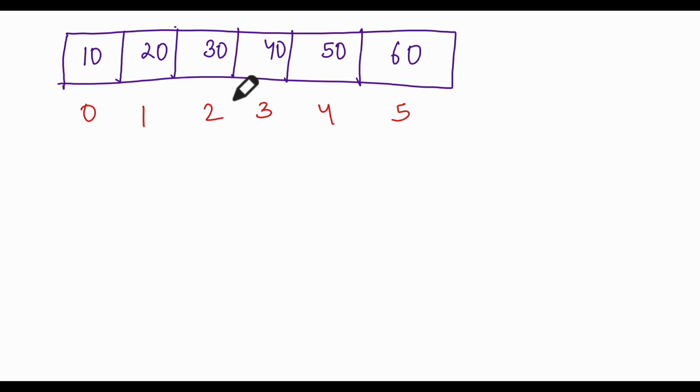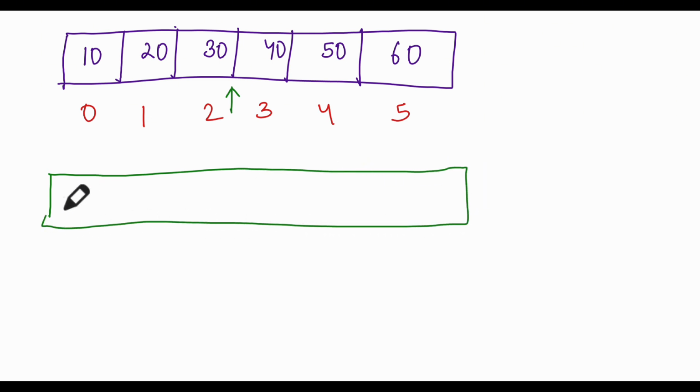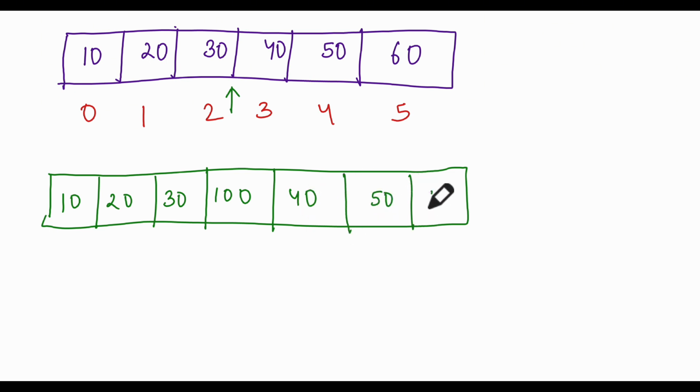Let us say I want to insert a number here in the center of the list, at index number 3. My new list will look like this: 10, 20, 30. Now let us say I wanted to insert the element 100. So 100 will be there, then there will be 40, then 50, then 60. And the new indexes will be 0, 1, 2, 3, 4, 5, 6.